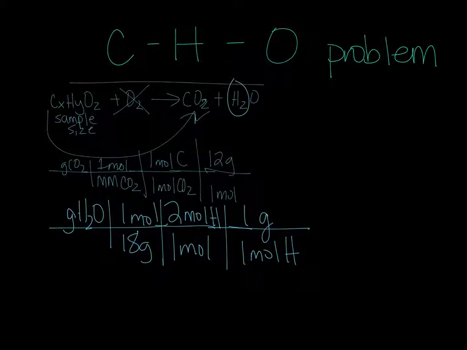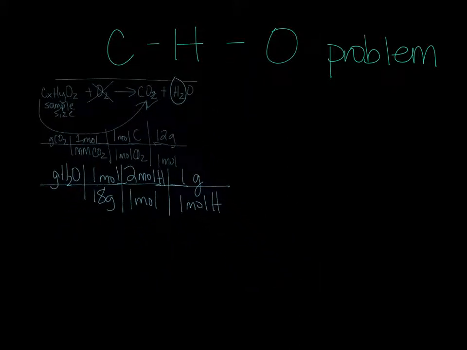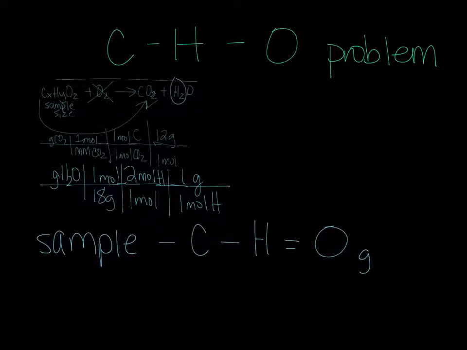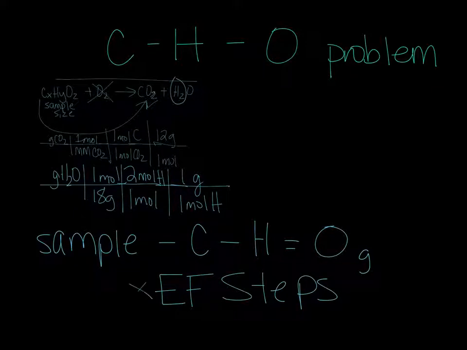Your oxygen always comes from subtracting. So now you're going to take your sample and you're going to subtract your carbon, you're going to subtract your hydrogen to get your oxygen in grams, okay? And that's the basics. Once you have everything in grams, we are typically saying find us the empirical formula. So now you want to follow your empirical formula steps. So you can go back in this video and look at those one more time.